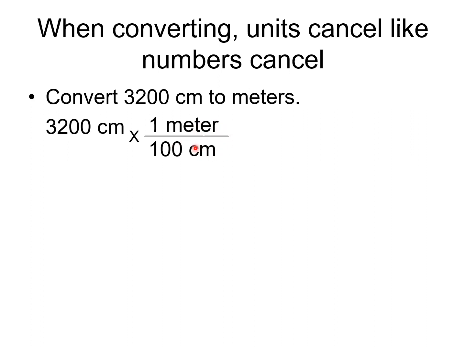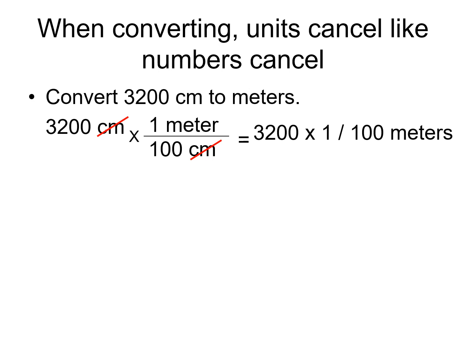But how do we know which one goes in the numerator and which one goes in the denominator? What we're going to do is try to cancel the units that we already have. We're going to cancel the centimeters. In order to cancel the centimeters, we have to put centimeters in the denominator because we already have centimeters in the numerator. That's why we have 100 centimeters there. And then we have meters in the numerator.